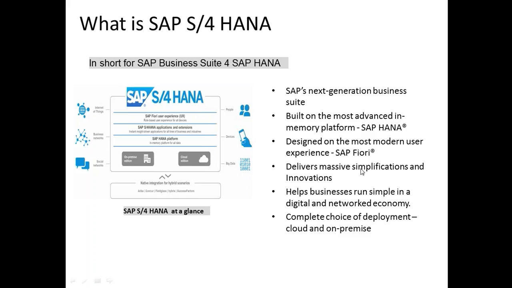So in short, SAP S/4HANA stands for the SAP Business Suite for SAP HANA, and it's a next generation business suite. It is built on the most advanced in-memory platform, that is SAP HANA. SAP HANA is an in-memory database with its own set of software and hardware. That means the idea is to have very quick processing of the business functions and processes by keeping the entire data in the memory, and that is where SAP HANA has become a powerful database which keeps everything in the memory.